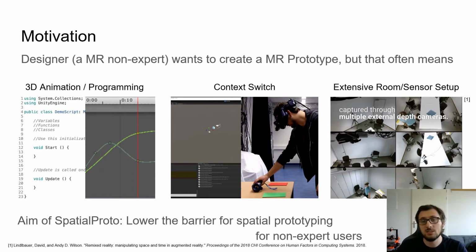Finally, many systems that do support mixed reality prototyping require an extensive room setup, meaning that these systems can't be used mobile. SpatialProto uses only off-the-shelf components, such as a VR headset, a mixed reality capable depth sensing camera, and a decent computer. By using a VR backpack PC and an inside-out tracking head-mounted display, you are even able to make our system fully mobile. To summarize, the aim of SpatialProto is simple: to lower the barrier for spatial prototyping and to allow non-expert users to quickly create mixed reality experiences within mixed reality.